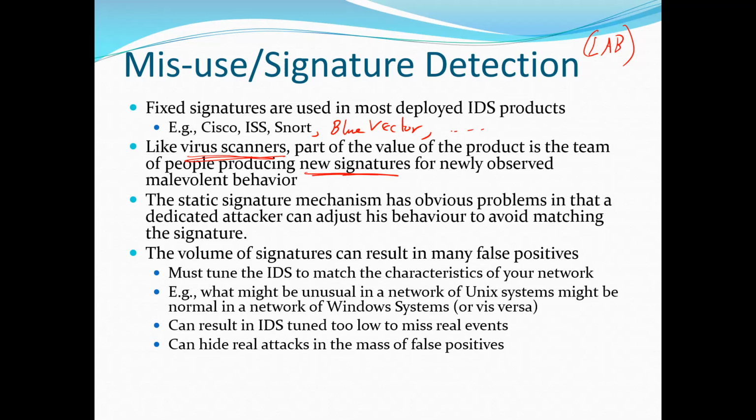So it's basically a lot of people producing these signatures for newly observed malevolent behavior, right, or attacks, nefarious of some kind. You've seen everything that has happened in the last year, this year, a lot of attacks, a lot of hacks and things. So it's certainly a very big problem.